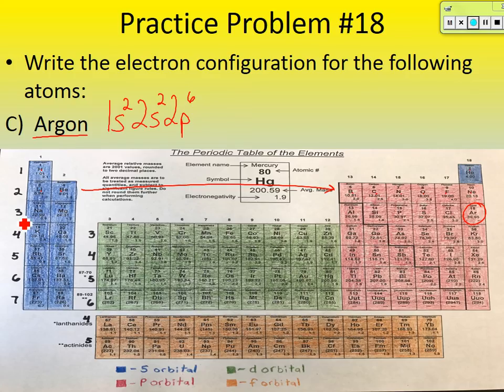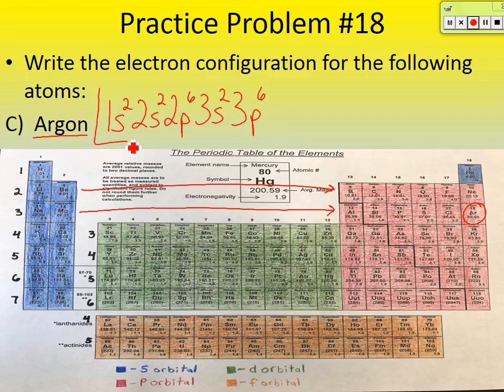Let's come down to the third. We're in the third energy level now, s orbital, and there's 1, 2. So 2 electrons there. Okay, now let's come across, left to right, just like a book. We're still in the third energy level, so I'm going to put a 3. Now we're in the p orbitals, and if we count across to argon, it's 1, 2, 3, 4, 5, and 6 electrons. Okay. That is the correct electron configuration for argon.